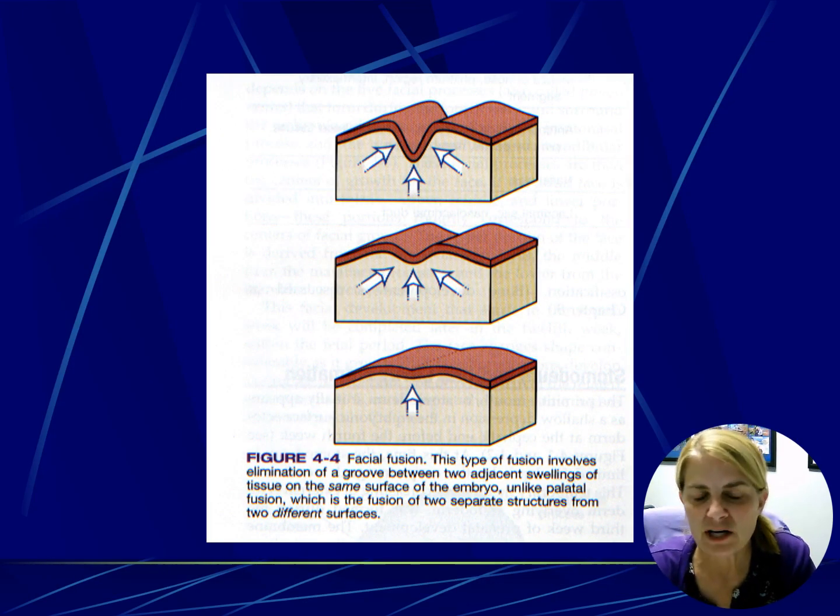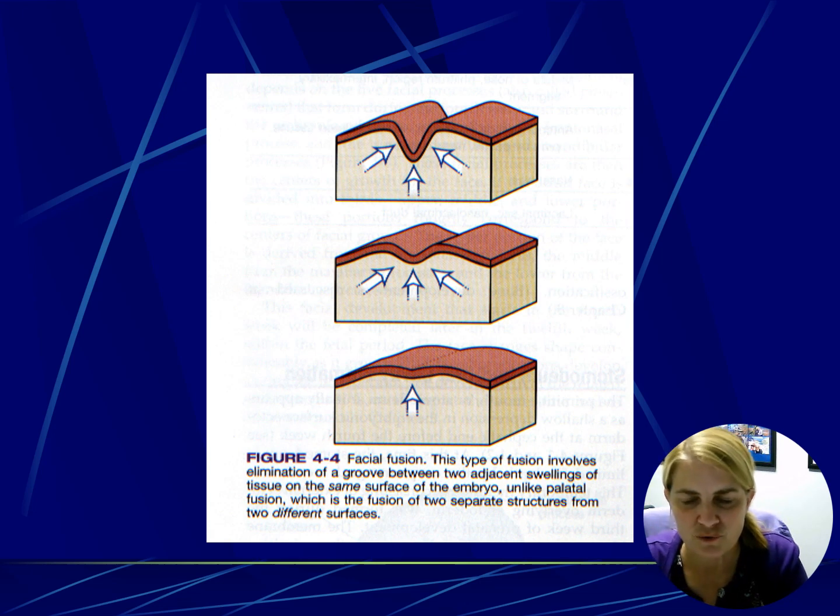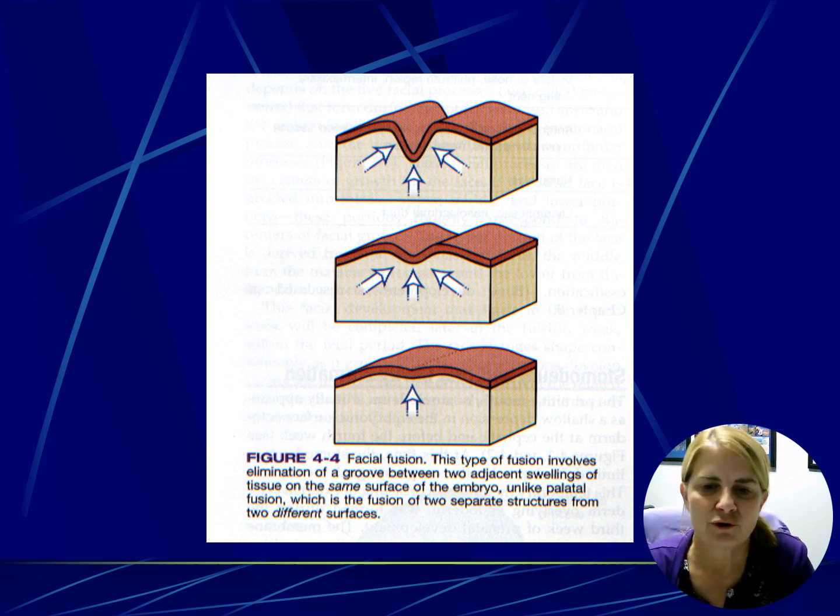This picture shows the facial fusion, so the type of fusion that eliminates a groove or a furrow between two adjacent swellings on the same type of tissue or the same surface of the tissue. When we look at the palate, and you guys will see in the next video, the palatal fusion is two separate structures from two different surfaces. So we've got the primary palate coming from the frontal nasal process, and we've got the palatal shelves, the lateral palatal shelves that are coming from the maxillary processes. So two different surfaces, so they're going to have to actually fuse together, where this is facial fusion within the same type of tissue.